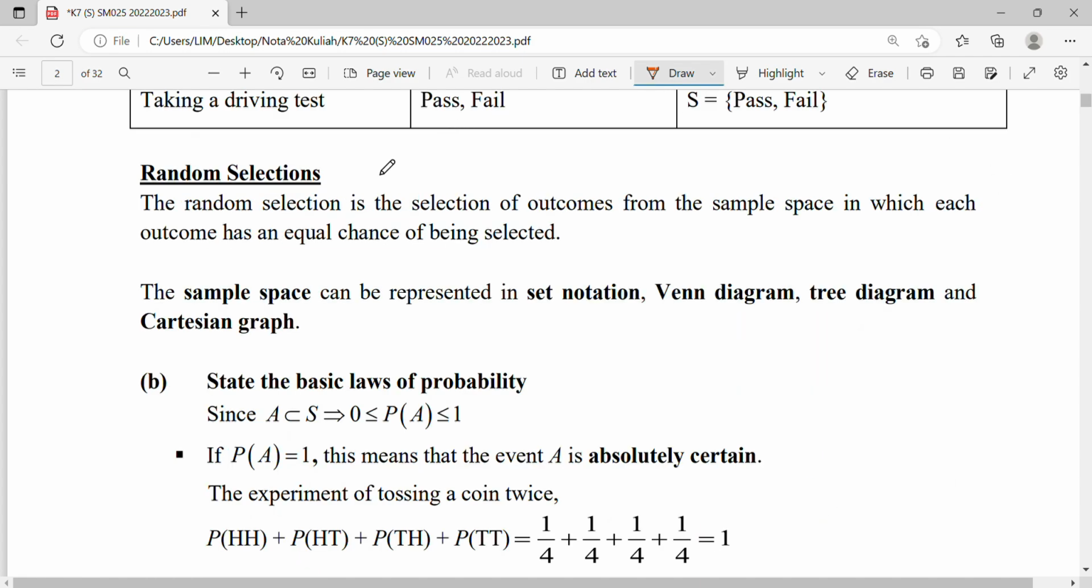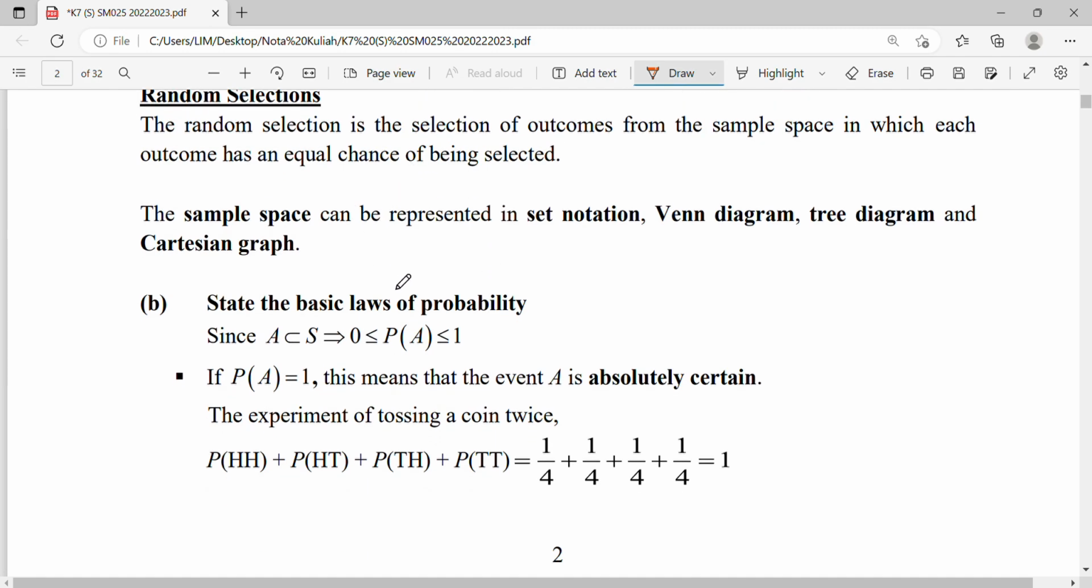So random selection is the selection of your outcome from the sample space in which every outcome has an equal chance of being selected. Random selection maksudnya kita randomly pick. So it's no bias. Bias means kita tak pilih kasih. Pilih kasih tu macam kita dah bias ke sesuatu benda yang kita nak. We more heavily focus on that, so that will be bias.